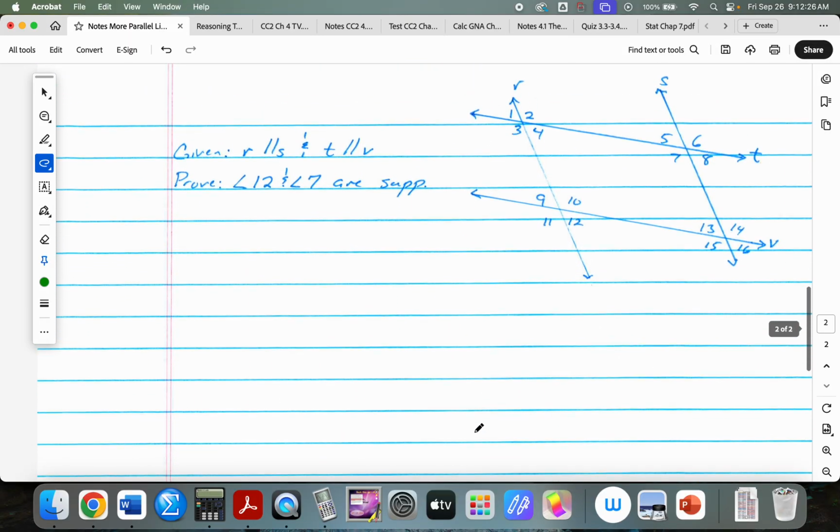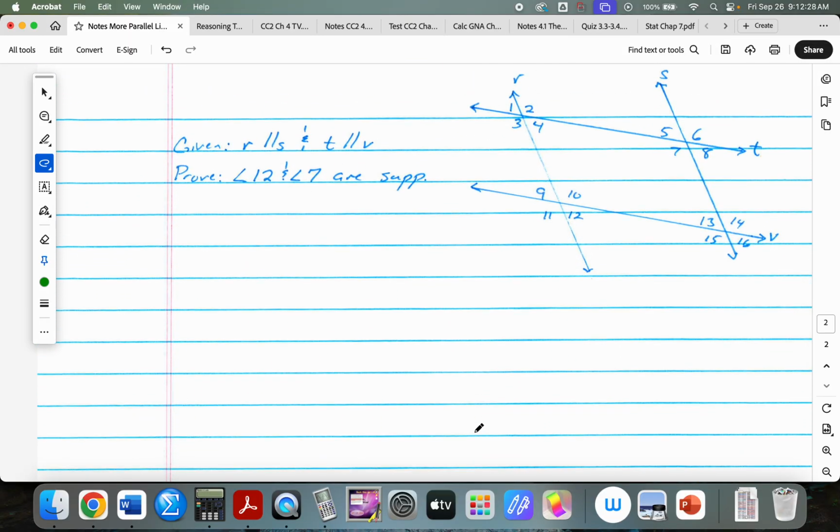All right. Let's look at another proof. On this one, it's a similar diagram, but we've given you way more choices. And honestly, more choices make things more difficult. If you want to make things easier on someone, don't give them a ton of choices. So here I've got that R and S are parallel, and that T and V are parallel.